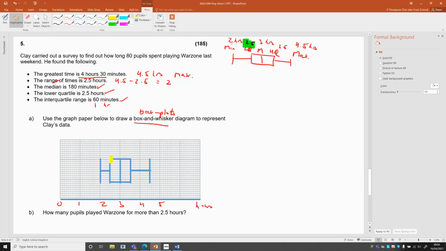All right, so in the last part then, how many pupils played Warzone for more than 2.5 hours? Well, here's 2.5 hours. And can you see this is the lower quartile here? Remember, the lower quartile is 1/4 through the data set. There's 2 ways to do this, I suppose. Remember there's 80 pupils in the data set. If you work out 1/4 of 80, that's 20 pupils. That means there's 20 pupils here who played for less than 2.5 hours. You want more than 2.5 hours. So if you do 80, take away 20, that tells you what's left over, and that gives you the 60 pupils. Okay, that's that one done.